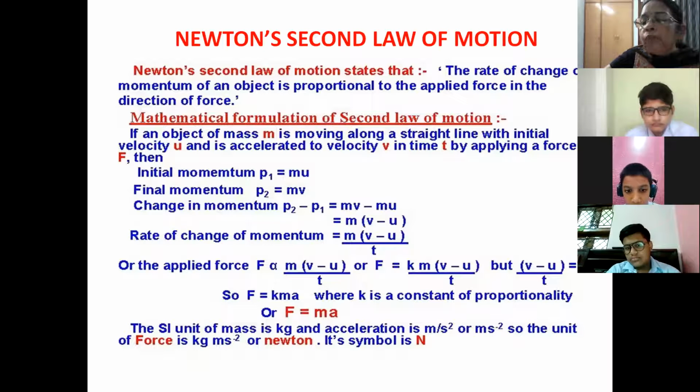So what is momentum first? Momentum is the product of mass and velocity. If the object is moving with the initial velocity u, then its momentum will be mu. And because its velocity has changed from u to v by applying a force in time t, the final momentum becomes mv.